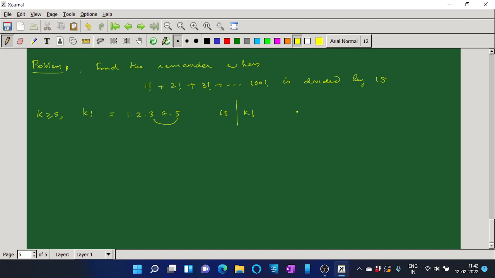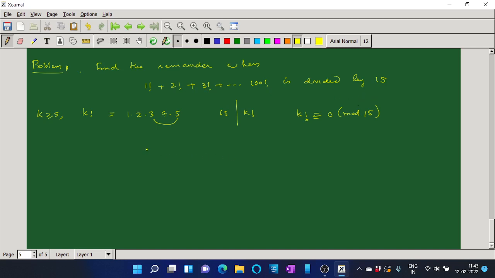Or in other words, we can say that k factorial is congruent to 0 mod 15. So this is the result we are getting through this observation: for every k greater than or equal to 5, k factorial is congruent to 0 mod 15. We want to find the remainder when 1 factorial plus 2 factorial plus etc. plus 100 factorial is divided by 50.